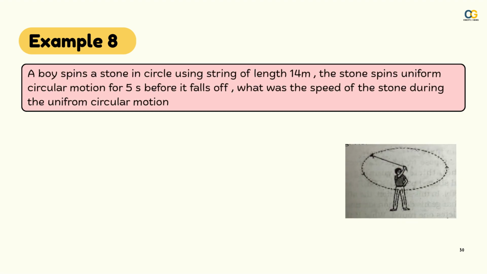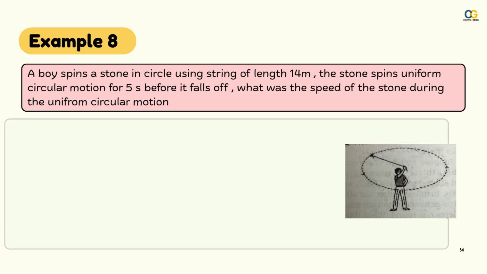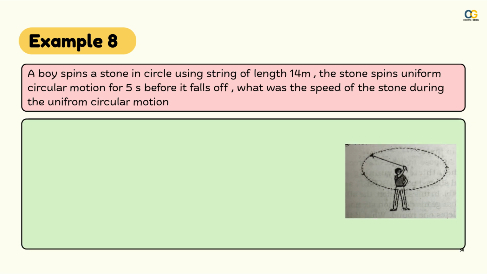A boy spins a stone in a circle using a string of length 14 meters. The stone spins in uniform circular motion for 5 seconds before it falls off. What was the speed of the stone during its uniform circular motion? Here, when a person has tied a string to a stone and is rotating it, the length of the string is nothing but the radius of the circle in which it is moving. So the length of the string here is 14 meters.